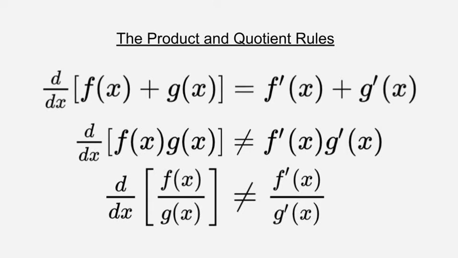And same thing with quotients. The derivative of a quotient is not the derivative of f divided by the derivative of g. They're going to be different rules for both of these situations. And the derivative rules for these two types of functions are called the product rule and the quotient rule.